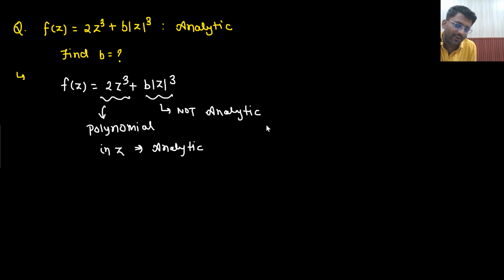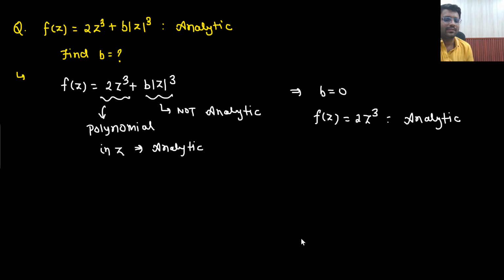Now I need to put the value of b. What value will I put such that this problem is gone? I will simply put b equals 0. If I put b equals 0, what will be my f of z? f of z will simply become 2z cube. It will become analytic. That's it. So what do you want? You want the value of b equals 0. That's it. This is the answer.